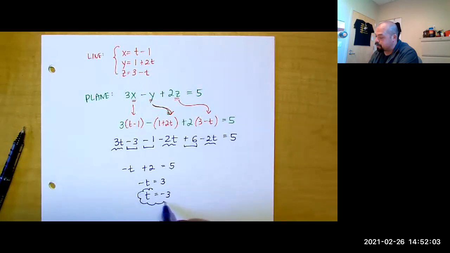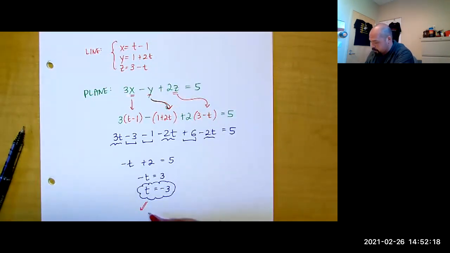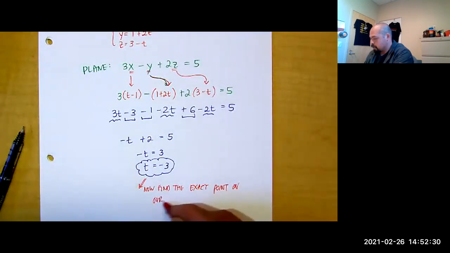So when t equals negative 3, that point on my line in particular is going to be the point where we're intersecting, where we're passing through the plane. So if I go back into my equation for my line, now find the exact point on our line.